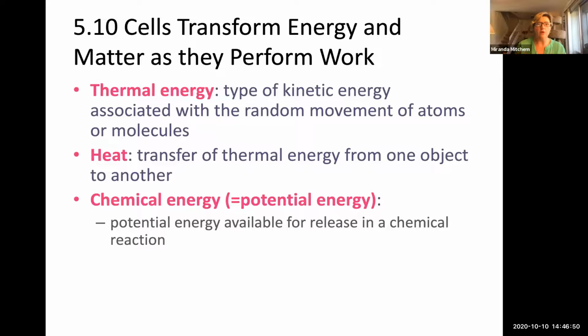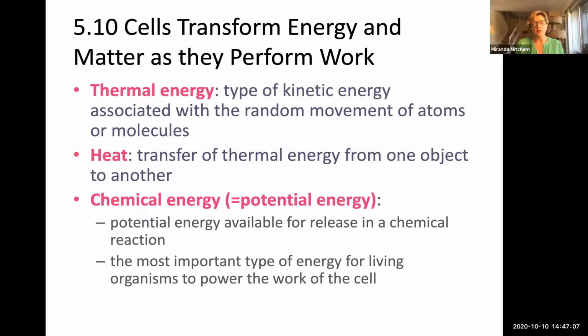So when a chemical bond is rearranged, there is a potential to generate energy. It doesn't mean it's going to happen every time, but there is potential. And we'll learn more about some of these different types of chemical reactions that do this. So it is potential energy that is the nuts and bolts of a living organism. It's the most important type of energy because it's what is used to power all of the cellular activities.